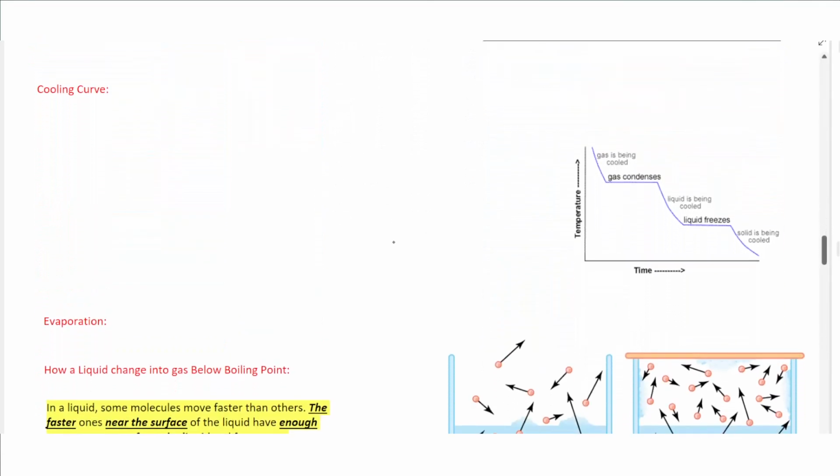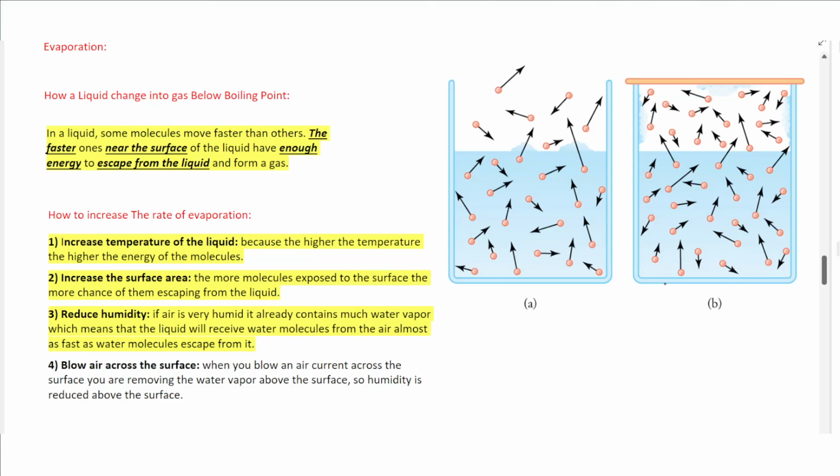For cooling curves, the temperature decreases, but still at condensing, the temperature remains constant, and still at freezing, the temperature remains constant. Coming to evaporation, that's also a change in state, but it is not the same as boiling. It is a change from liquid to gas. But how does a liquid change into gas at a temperature other than the boiling point? You say that the most energetic molecules at the surface gain enough energy to break the intermolecular forces and escape from the liquid. They either gain this energy using an external heater, or gain it from the molecules that collide with them from the bottom side of the liquid. But they gain enough energy to break the forces and escape from the surface of the liquid.